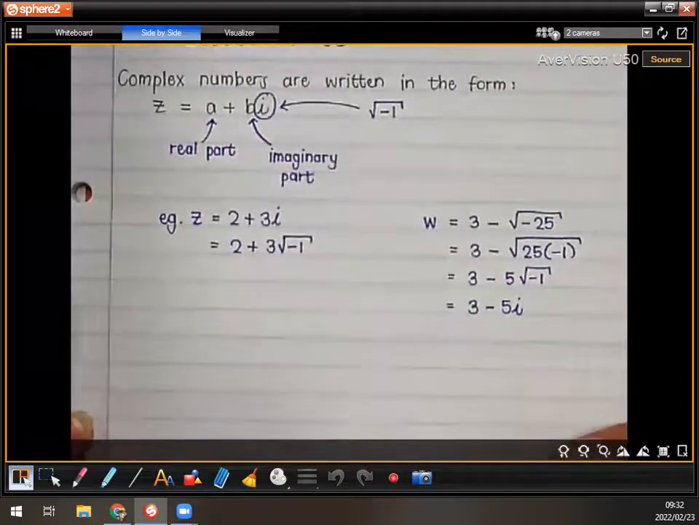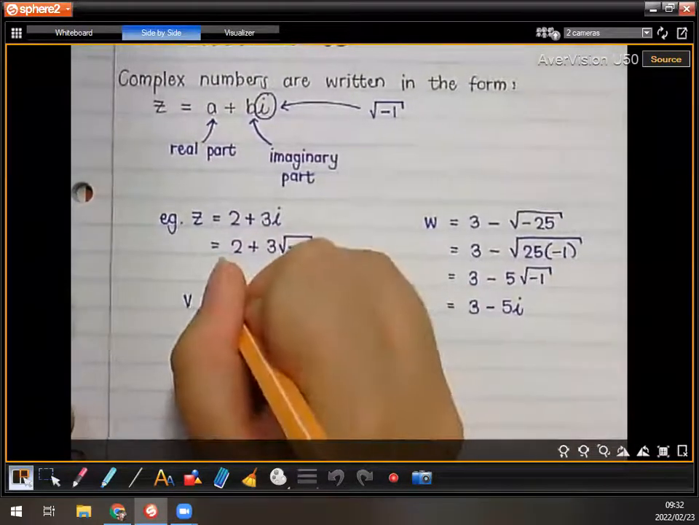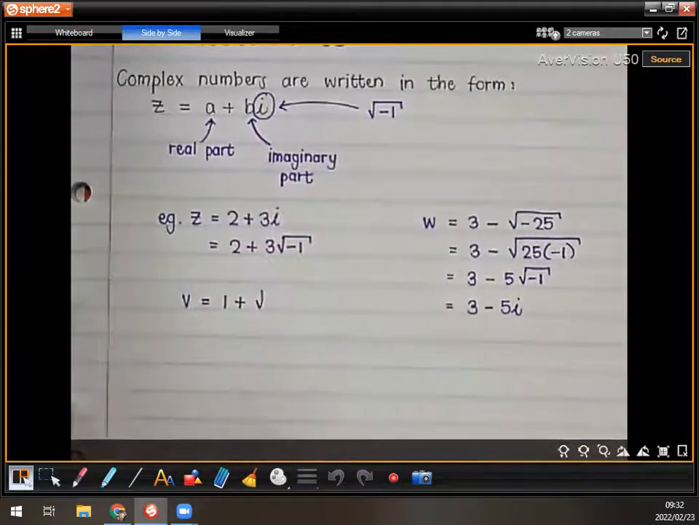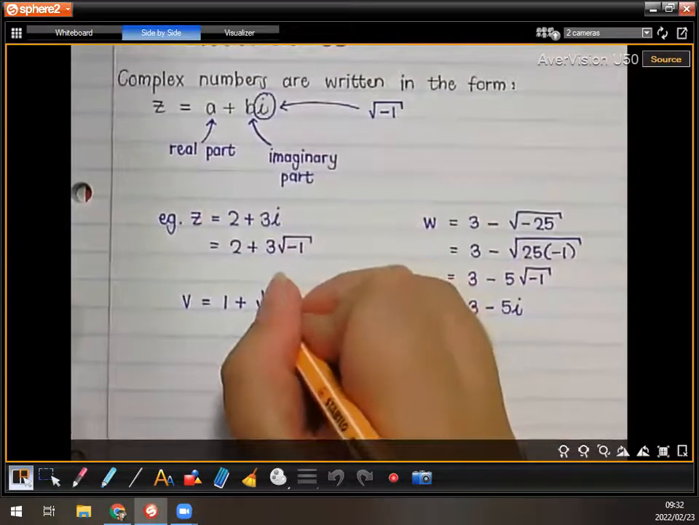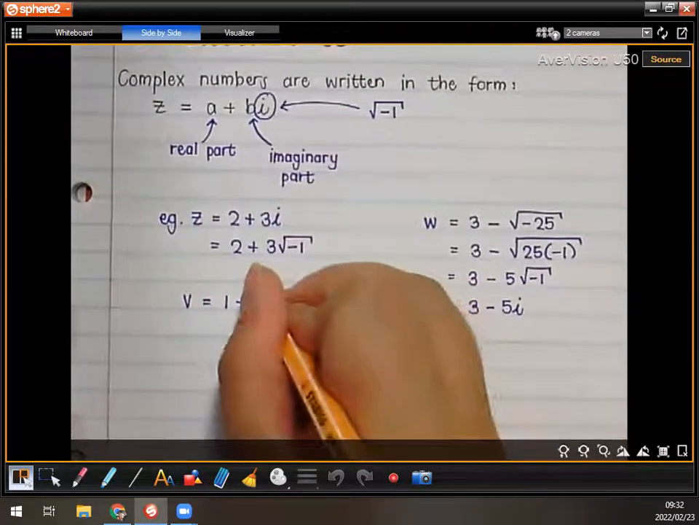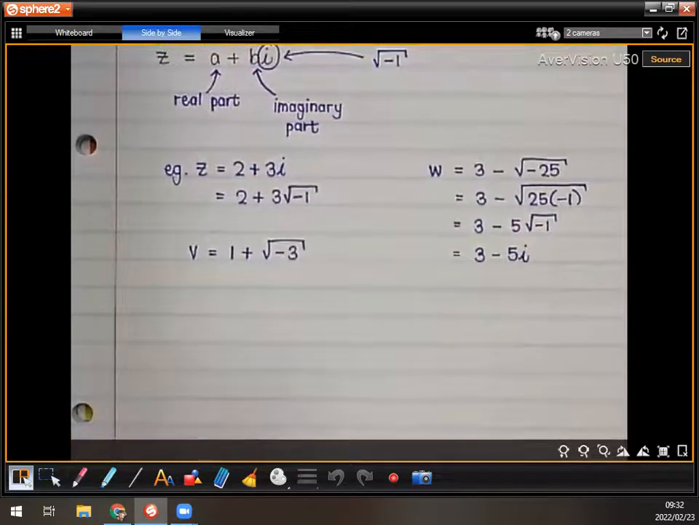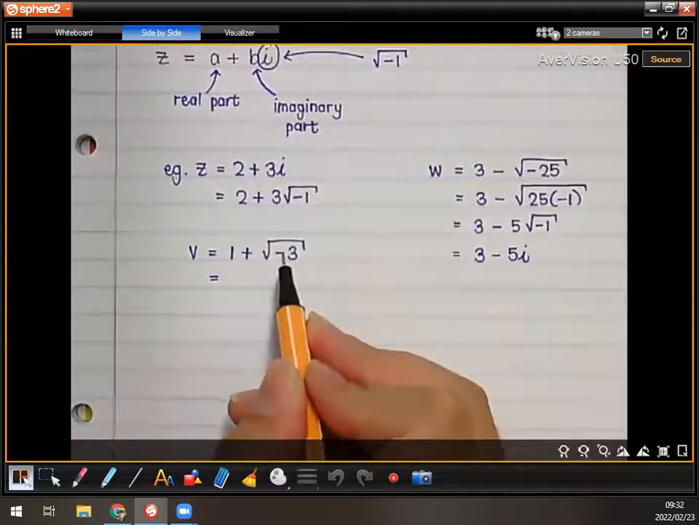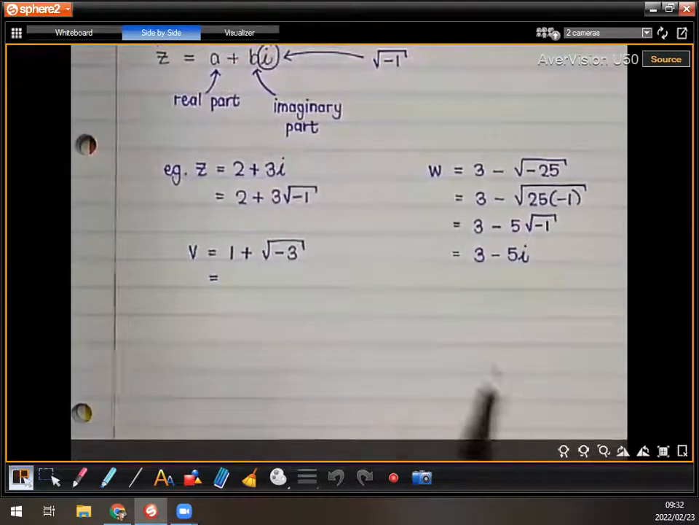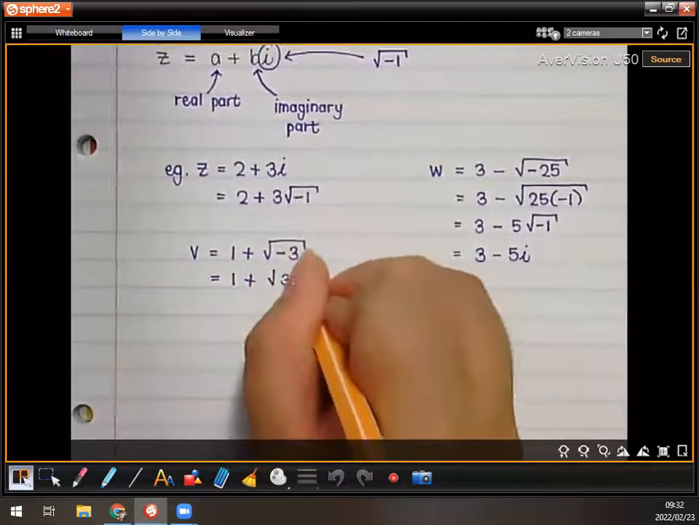Let's do another one. Let's say v is equal to 1 plus the square root of -3. Or you use the same method. The only difference here is that 3 doesn't have a square root, like 25 has. Okay, but that's not the end of the world. We're going to do the same method. We're going to say 1 plus the square root of 3 times negative 1.